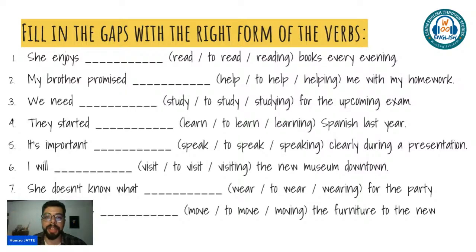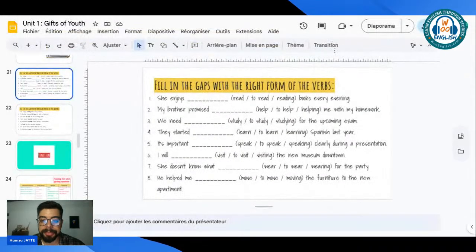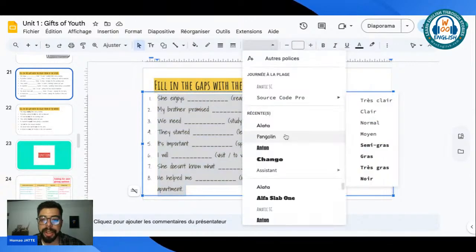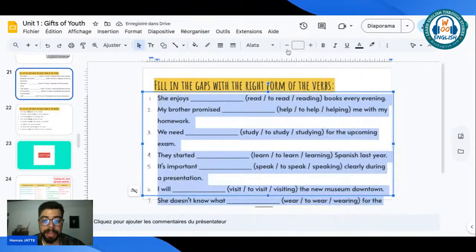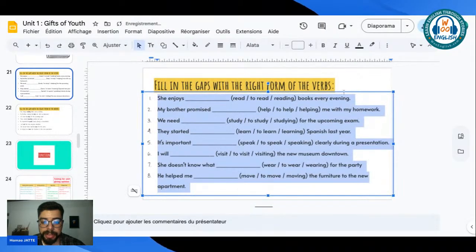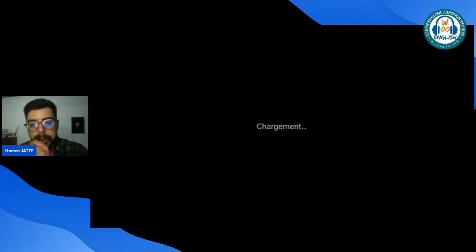Let me change the font because I don't like the font. It looks very stupid. It's not very clear. So let me very quickly change it to something more visible, more readable. Okay, smaller, smaller. All right, I think this is good now. I think this is readable now.